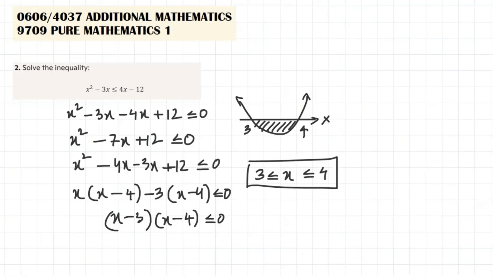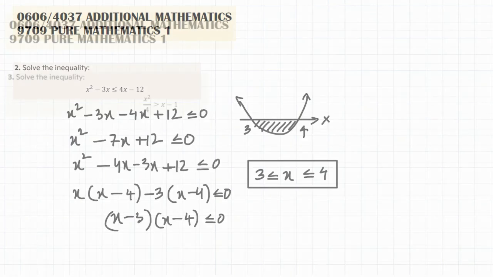If you're wondering why I'm putting less than or equal sometimes and not either less or greater, it depends on the sign of the inequality which is given in the very beginning. So in this case, it was 4 or less, 3 or more, right?